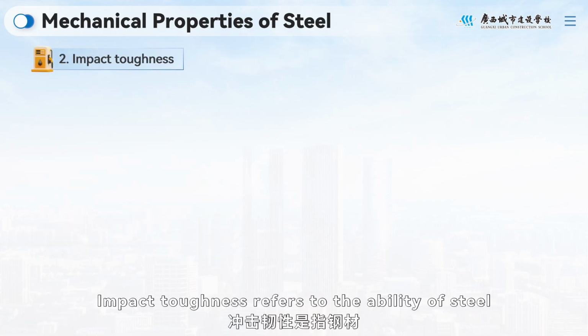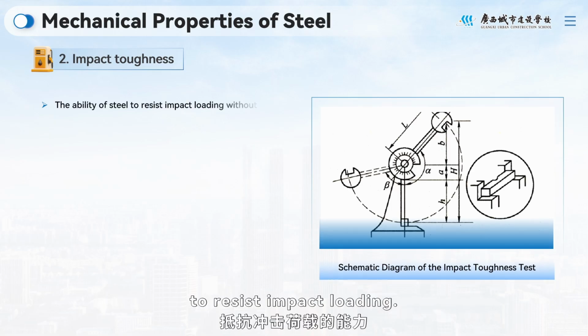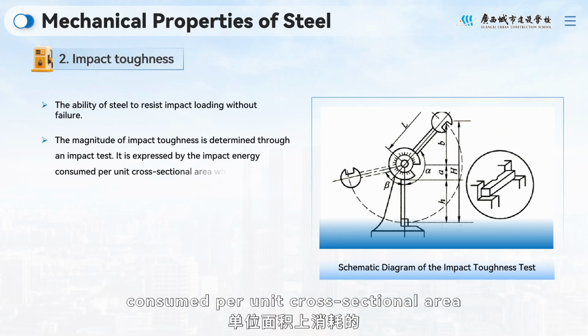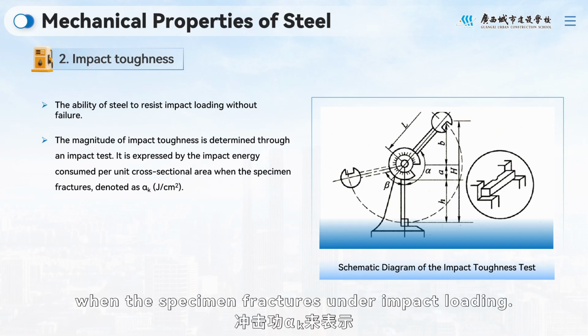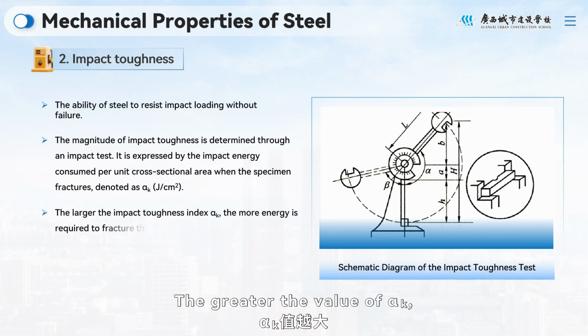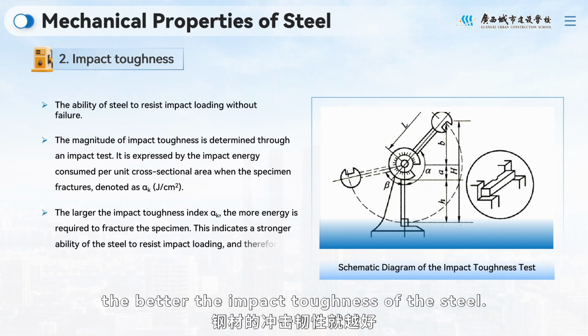Impact toughness refers to the ability of steel to resist impact loading. It is expressed by the impact energy alpha K consumed per unit cross-sectional area when the specimen fractures under impact loading. The greater the value of alpha K, the better the impact toughness of the steel.